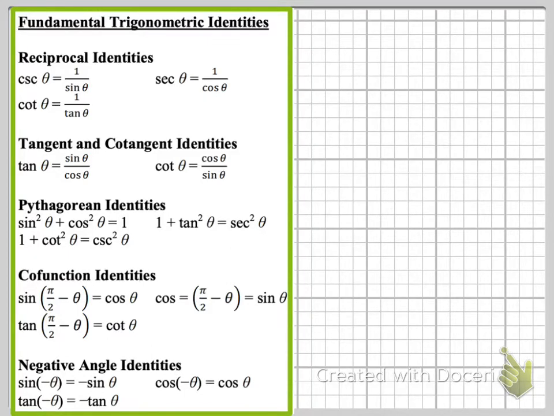Hey everybody, Mr. Tannen here, just going to give you a quick video here to help explain some of these funky identities that especially come up in the textbook.